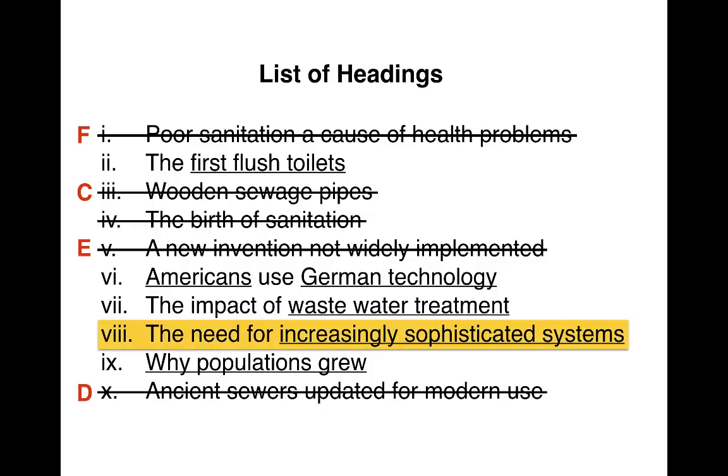The need for increasingly sophisticated systems. The need was required, sophisticated systems, complex networks. It wasn't explaining why populations grew either. So 8 is the correct heading for this one. We'll put paragraph B next to that. We can cross that one out, and I think now we're on to the last paragraph, paragraph G.